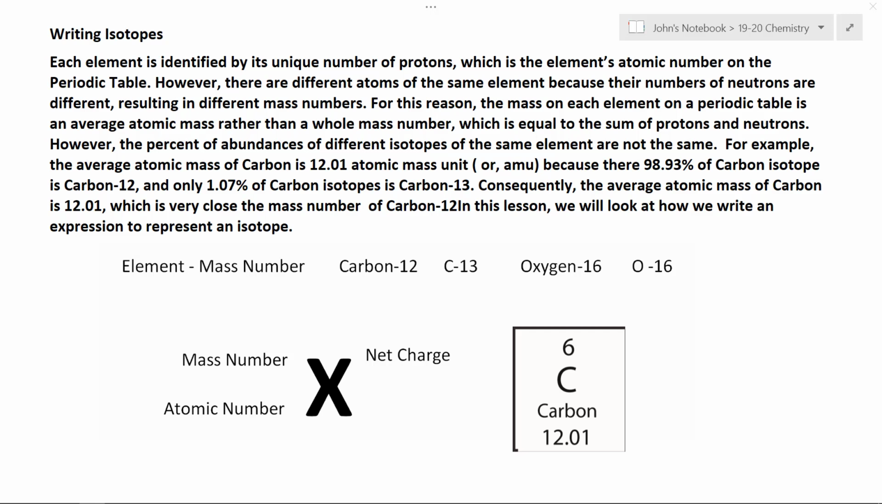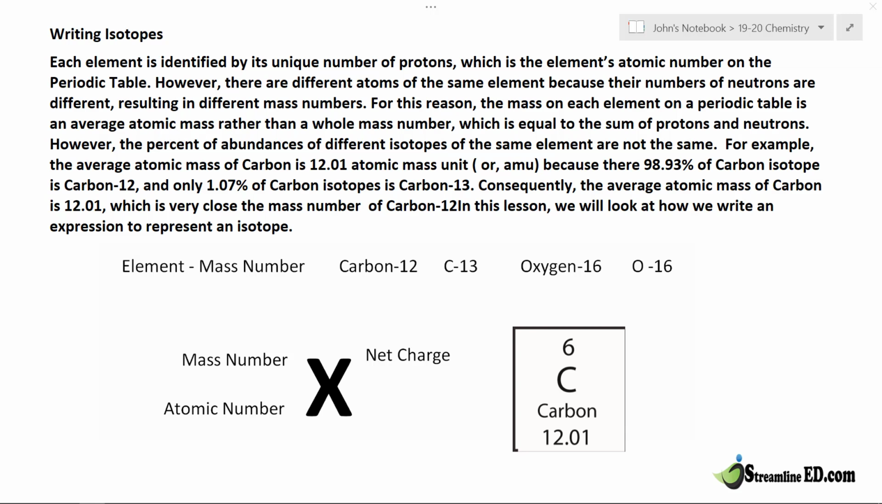In the previous lessons, we learned how to use the periodic table to determine the number of protons and the number of electrons for each atom. Now, in this lesson, we are going to look at isotopes. Well, what are isotopes? Isotopes are particular types of atoms of the same element.